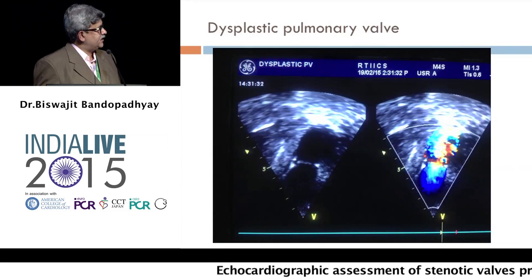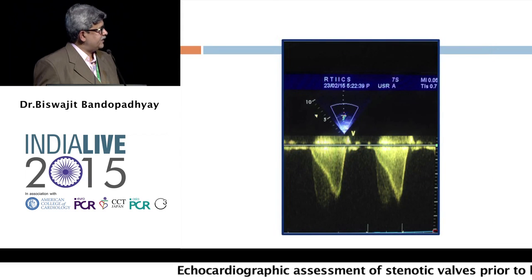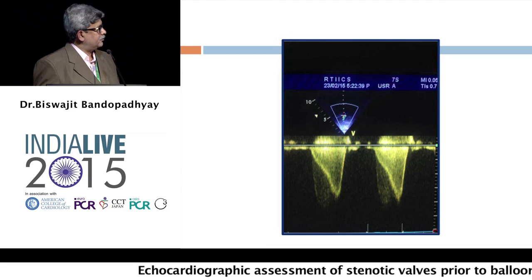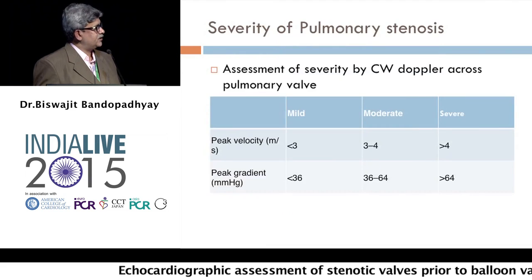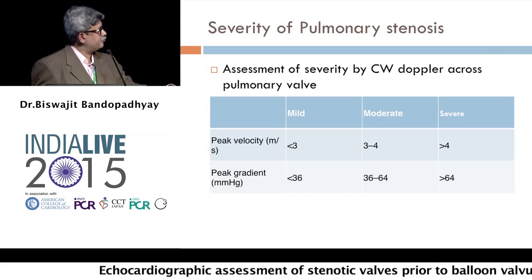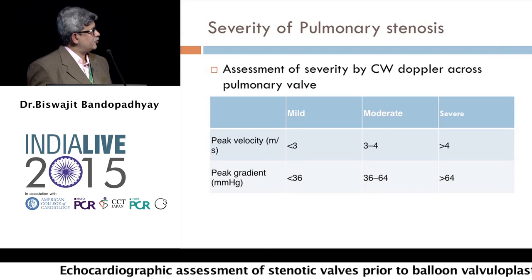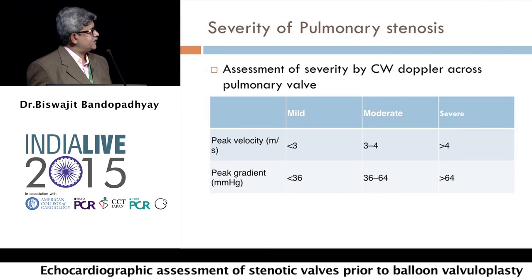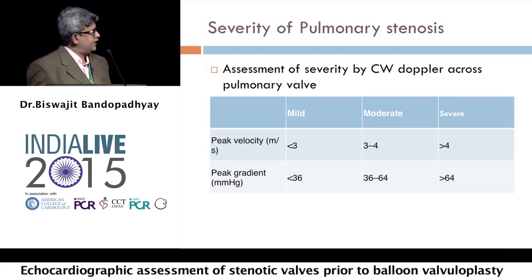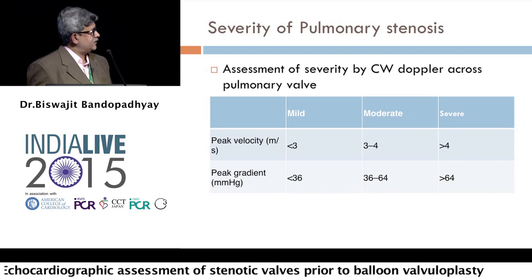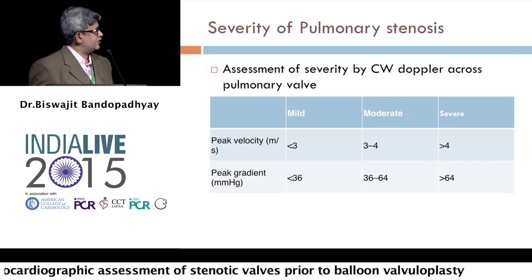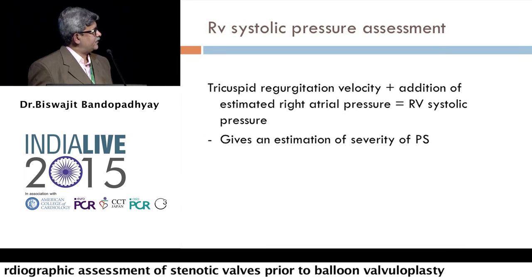This color CW signal is very important. This particular sickle shape is the infundibular component of the stenosis, and this tongue shape is usually the valvular component. So you have to assess how much degree of stenosis is at what level. Severity-wise, mild is less than 3 meters per second, and when it exceeds more than 4 meters per second, then it is severe stenosis. Peak gradients more than 64, that is 4 meters per second, is considered severe stenosis. And you can always get the RV systolic pressure measurement by taking the TR gradient.